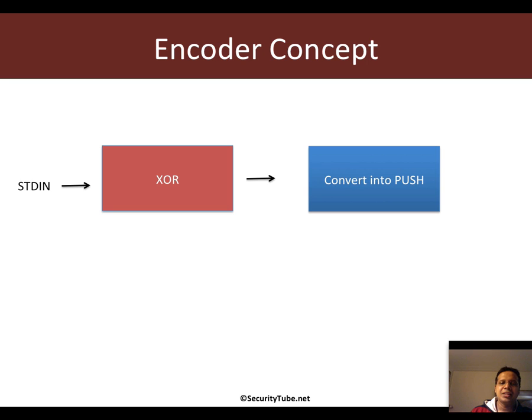Okay, so in the last video, we just came up with this extremely simple encoder, which XORs any shellcode received over stdin and converts them into a series of pushes, so that then we wrote a decoder which can look at all of that, decode it, and then run it. Now in this video, let's try and automate the whole process of creating the decoder, which we did in assembly language.